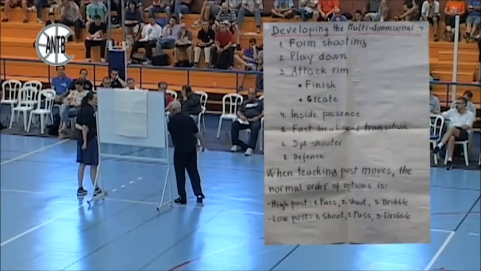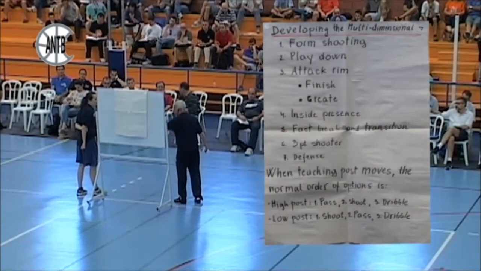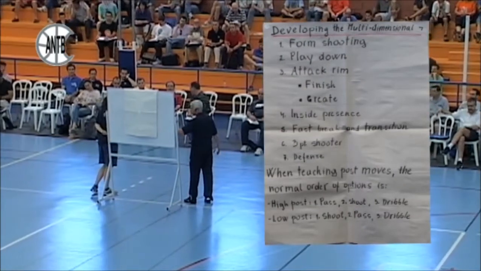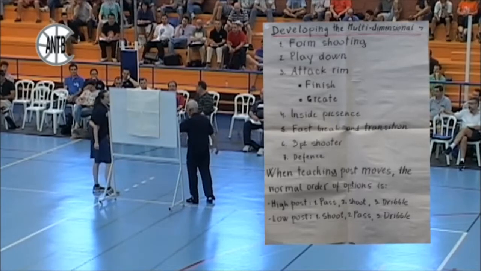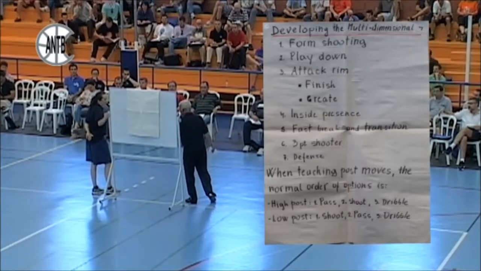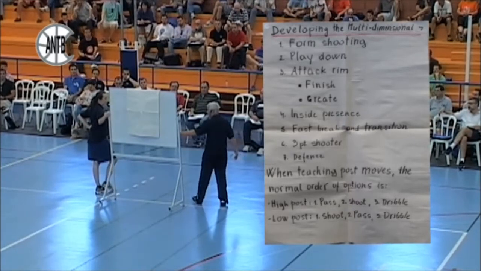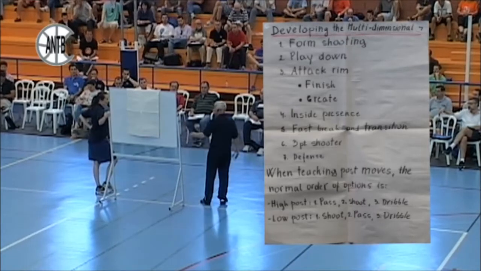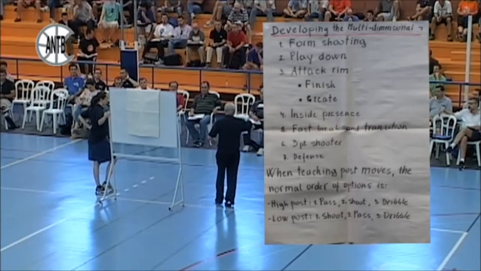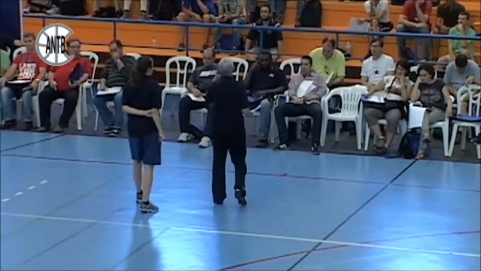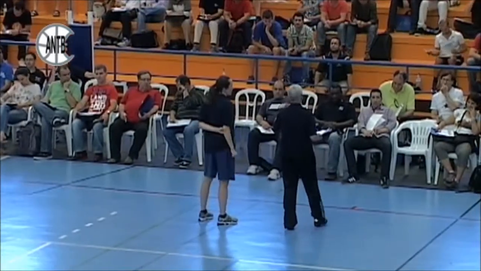So when you are teaching movement in normal order for the position, when you have a player on the high post, it's pass, shoot or dribble. The post up, low post, first to attack the basket, that means shoot, and then after that the last, dribbling. This is only for introduction. First of all, this is a teamwork when we are working on this.